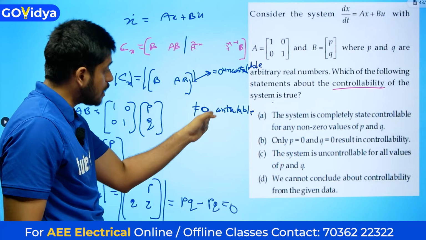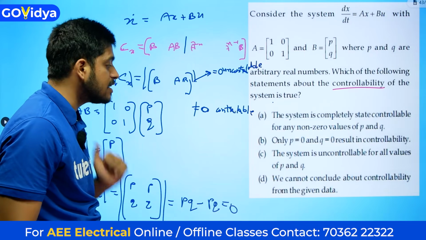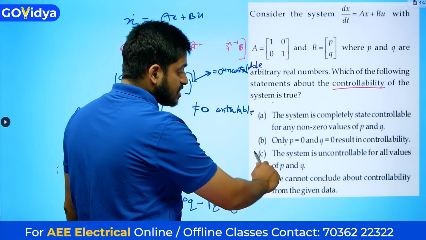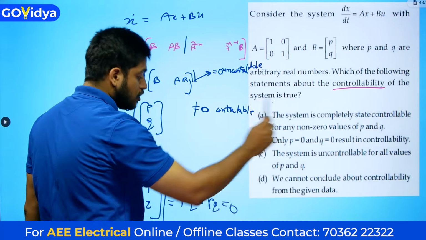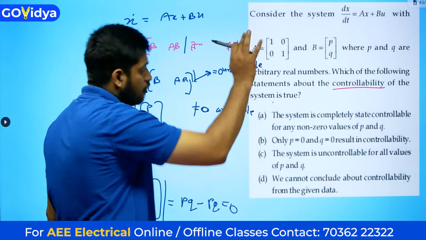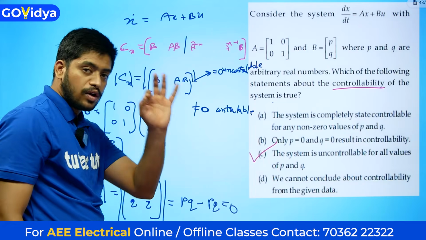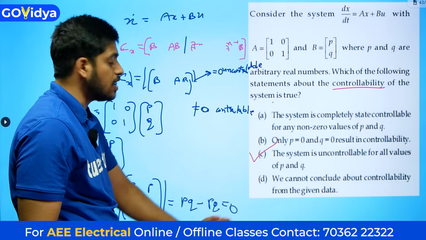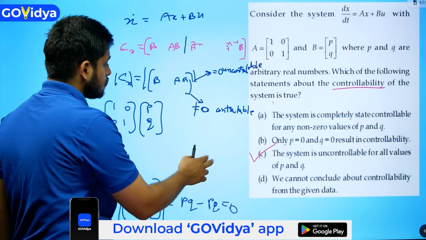If the determinant is not equal to 0, then it is controllable. Now my determinant is equal to 0, so the system is uncontrollable for all values of P and Q. However you do it, for any value of P and Q, the system is only going to be uncontrollable, no change. Okay, next question.